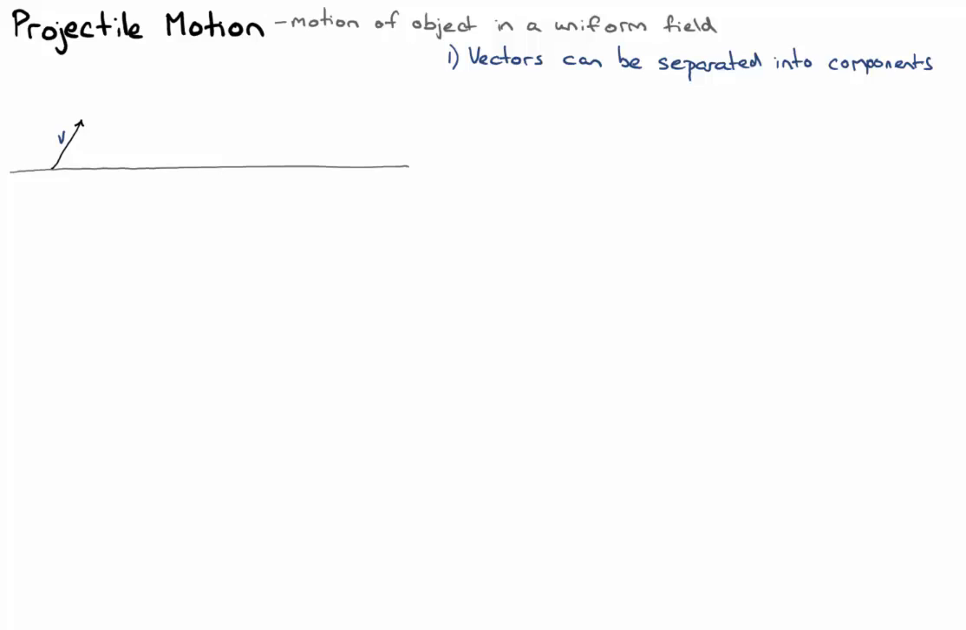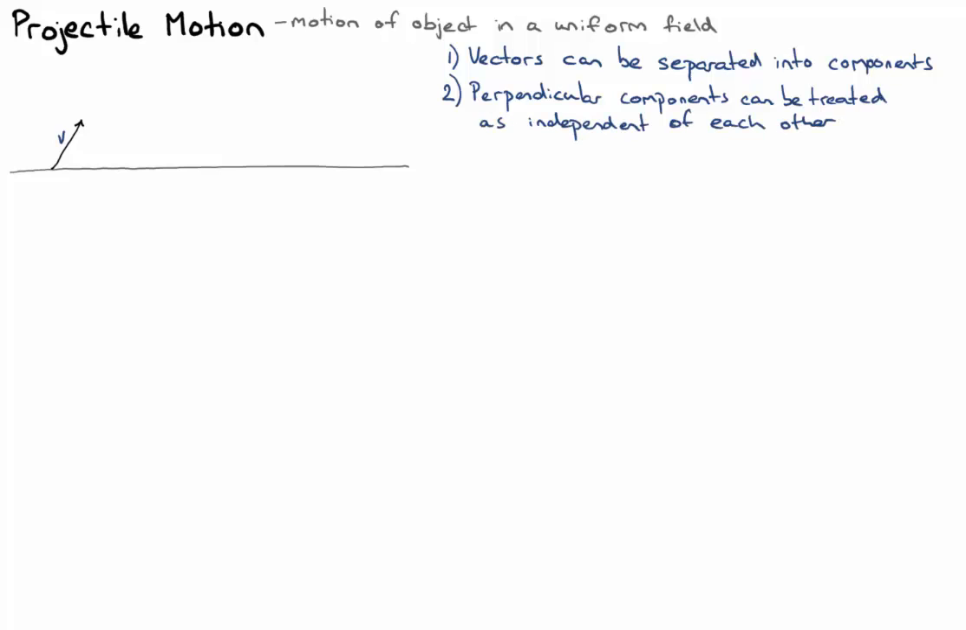The second thing that's important to remember is that those components, if they're perpendicular to each other, can be treated and calculated completely separately. They can be treated as completely independent of each other. I'm going to show you a little video clip which demonstrates this really beautifully, using a ball which is dropped from a height and also is projected to the side from the same height.